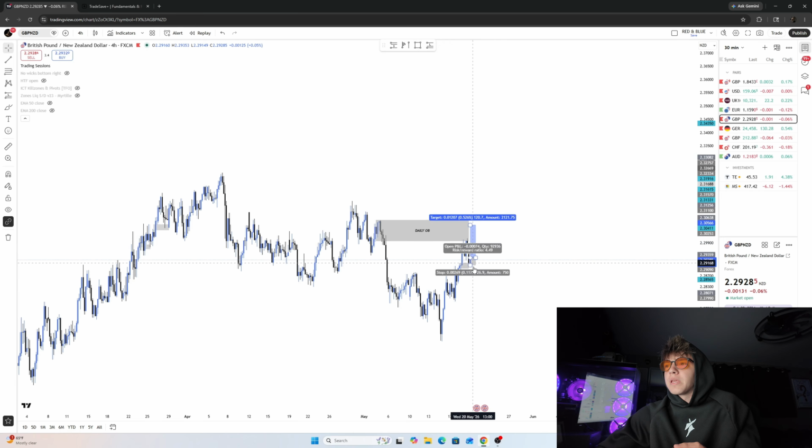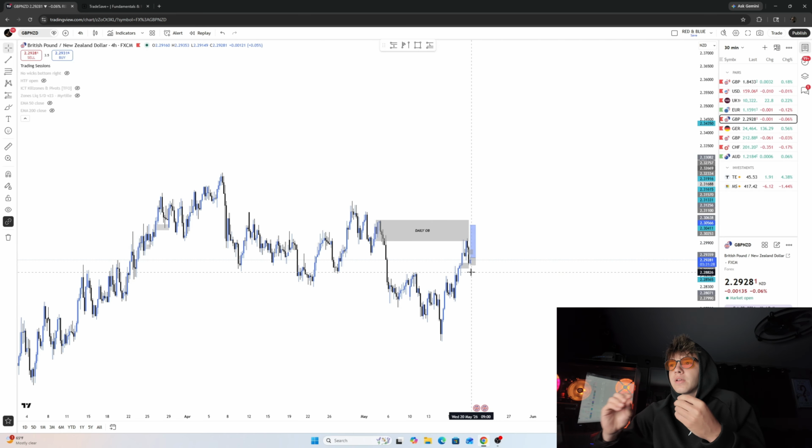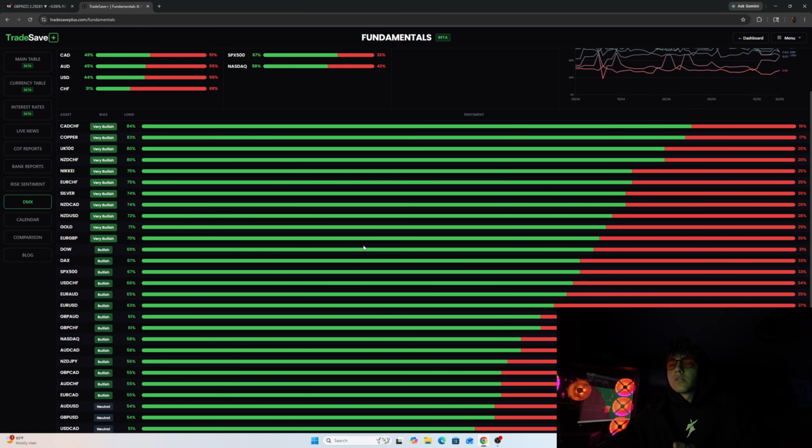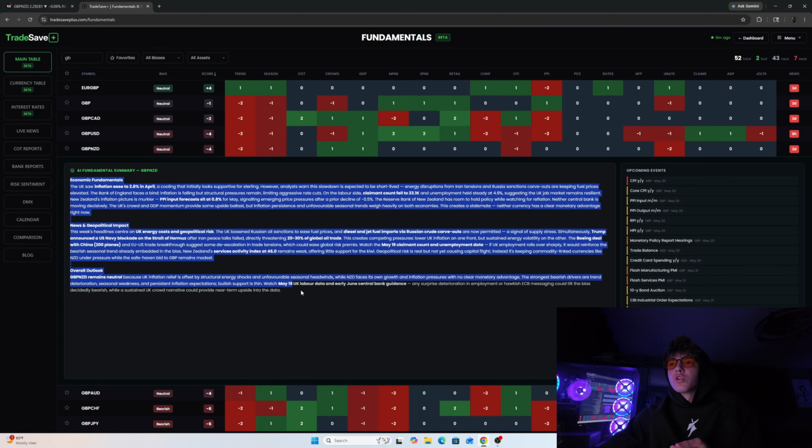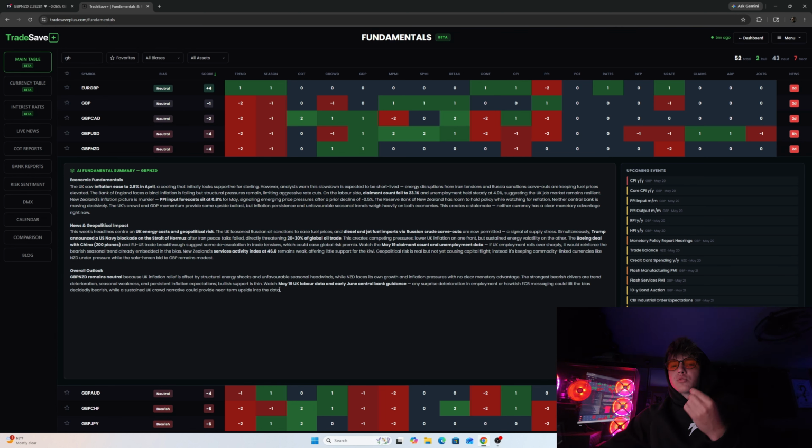So from here, you're buying into realistically nothing. You're longing in a position where there's nothing to long into. There's nothing to go and take. There's no reason for price to push up. Fundamentally, there's no reason for price to push up, right? Due to trade safe, right? You see it. There's no real reason for GBP NZD to just absolutely pump right now.